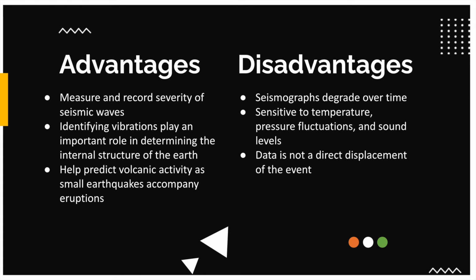But there are both benefits and disadvantages to this instrument. The advantages are the fact that they can measure and record the severity of the seismic waves. They also identify vibrations that can potentially help visualize the internal structure of the Earth. Finally, they help predict volcanic activity, as earthquakes sometimes accompany eruptions. However, there are disadvantages in that the seismographs degrade over time and are sensitive to temperature, pressure fluctuations, and sound levels. Finally, the data taken from it is not a total displacement of the event.